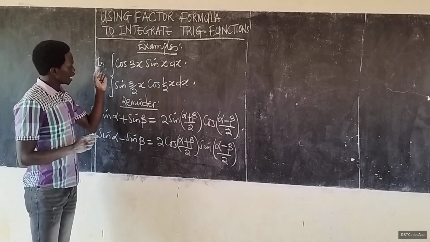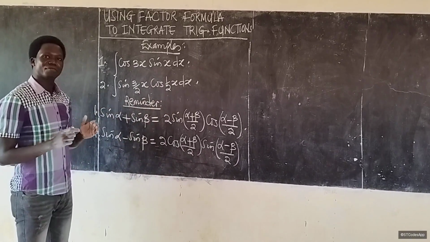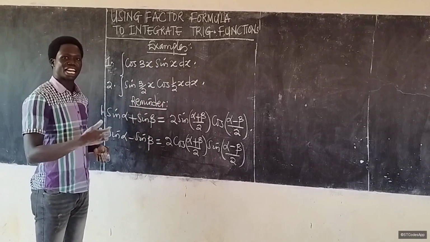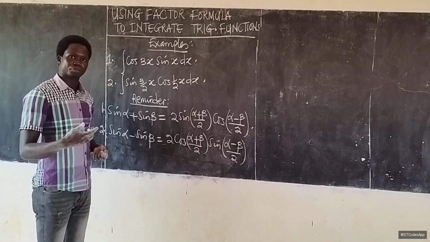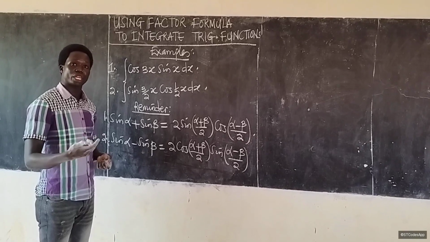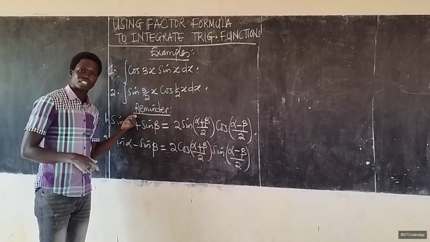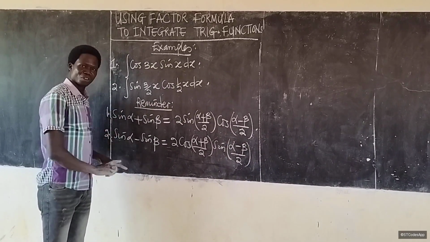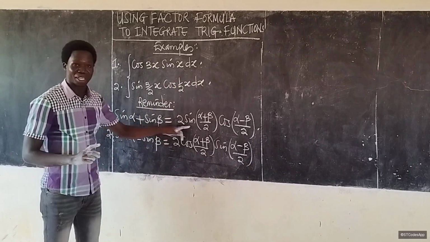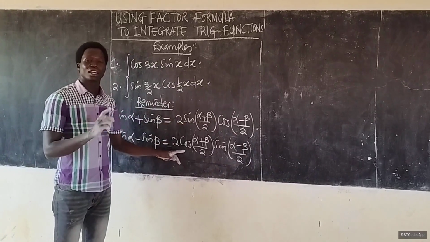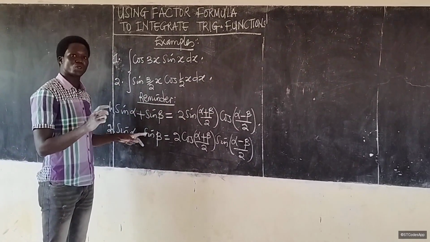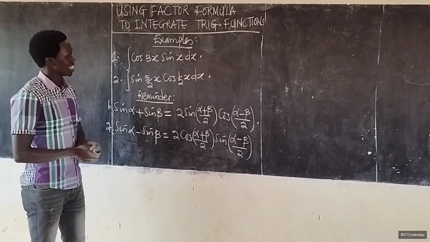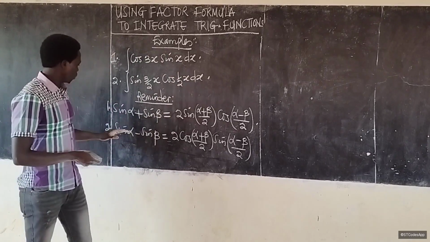Then, in this case, when you have an integral that involves the multiplication of a sine and a cos, your head must run so quick to remember the factor formula that involves addition or a subtraction of a sine. That is the one that will give you a mixture of a cos and a sine. Addition and a subtraction of a cos will give you similar trigonometric identities according to the factor formula.